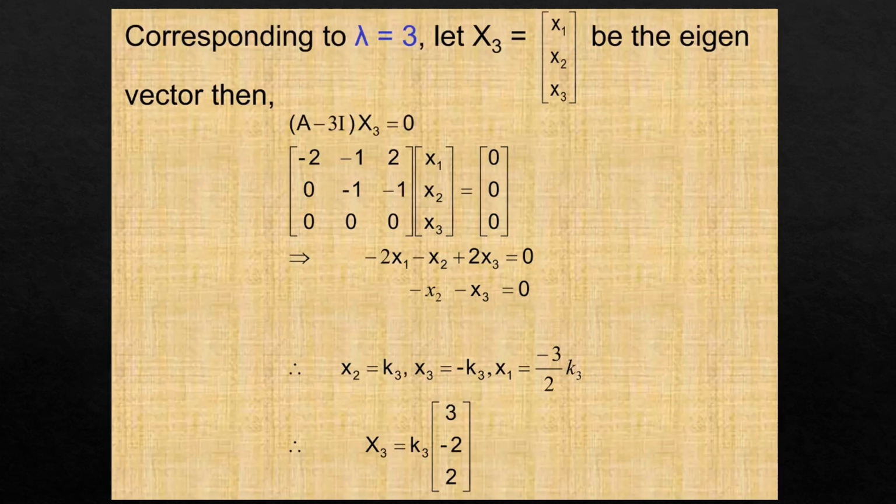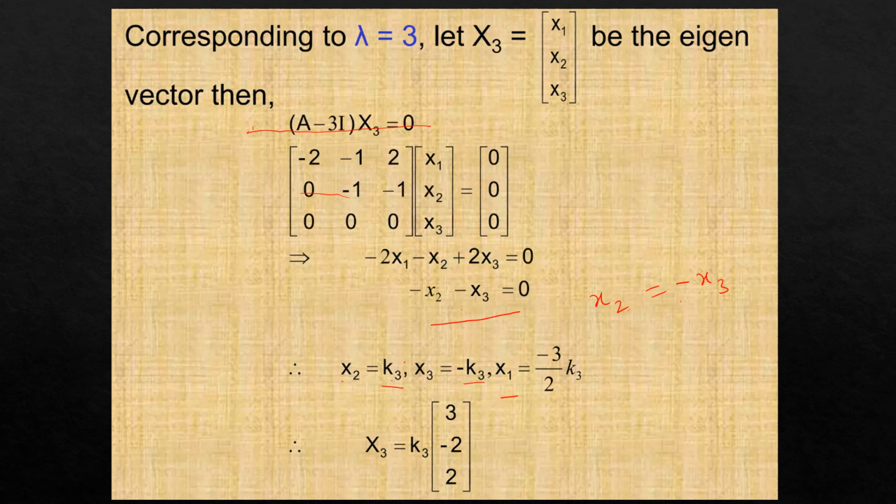Next, I calculate for lambda as 3. Corresponding to lambda equal to 3, my equation becomes A minus 3I. Using this equation, I got two relationships between x1, x2, and x3. With the second equation, I can infer that x2 is minus x3. So once I have x2 as minus x3, I assume x2 as k3, and x3 will become minus k3.